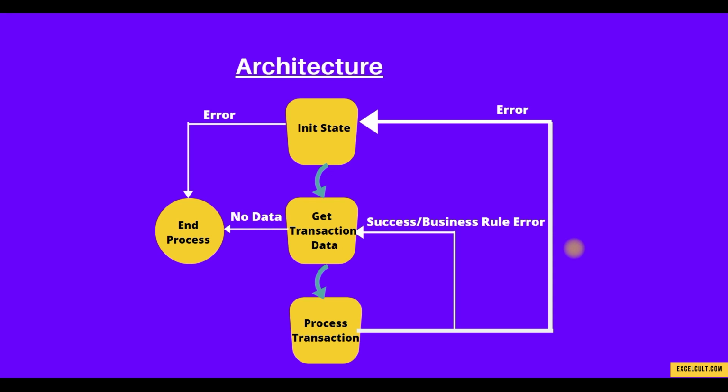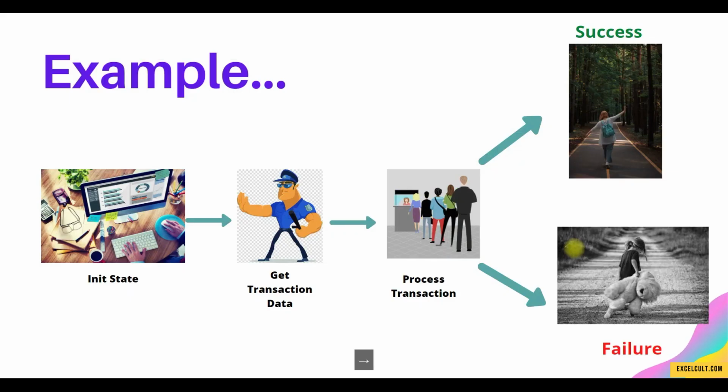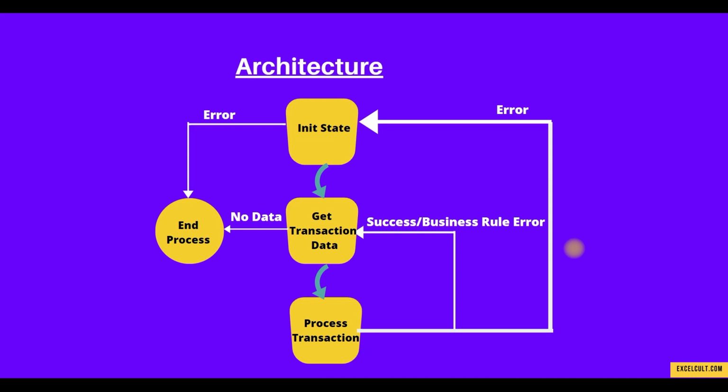Suppose there are no customers on that particular day, get transaction data will tell there is no data and end the process. As we can see here, if the watchman doesn't see anyone in the queue, he'll just tell the bank officer there's no one who has come for account creation, so we can close up the bank. Yeah, so this is done.